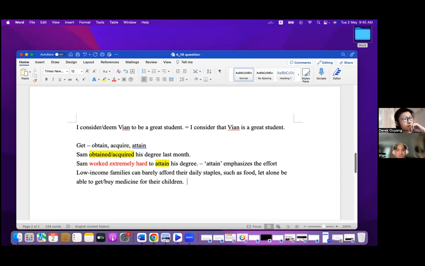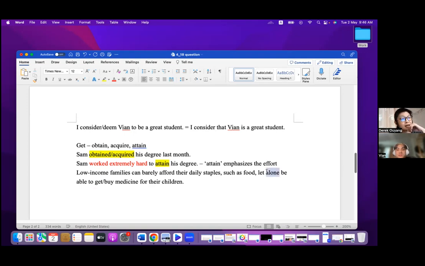The staples. Staples means the necessities, the things you must need at home. Like the food, like the electricity, like the milk, like the water. Those are necessities. Those are staples. Understand the sentence? And let alone.